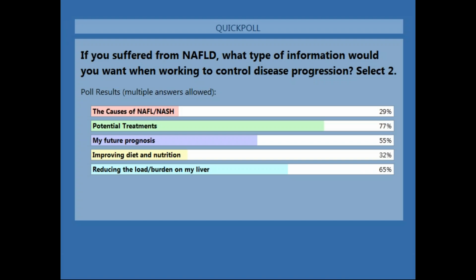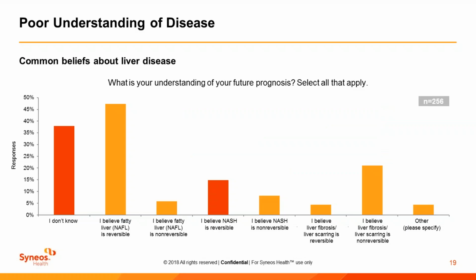All right, so 29% of the audience today answered they would like to know the causes of NAFL or NASH. 77% answered they'd like to hear about potential treatments. 55% answered my future prognosis. 32% said improving diet and nutrition, and 65% answered reducing the load or burden on my liver. So again, some interesting results from that poll. Let's go back over to the presentation.